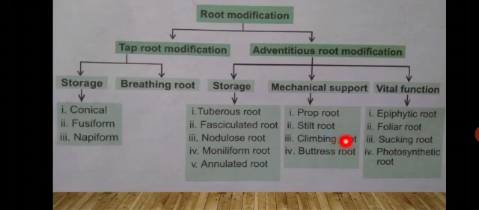The third one is climbing root, the root that has the capacity to climb by itself. For example, Piper betle, in Tamil we say vetrilai kodi. Epipremnum pinnatum, in simple English we say money plant. It is an ornamental one. The third one is Ficus pumila, in Tamil we say kodi atti.